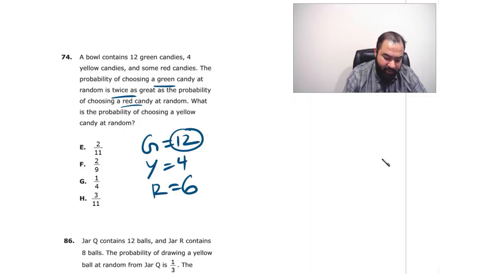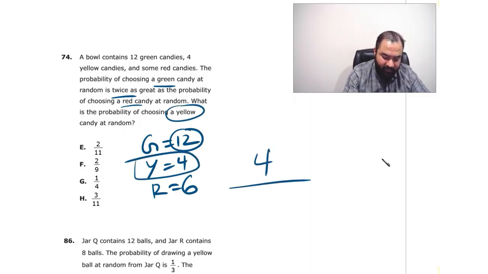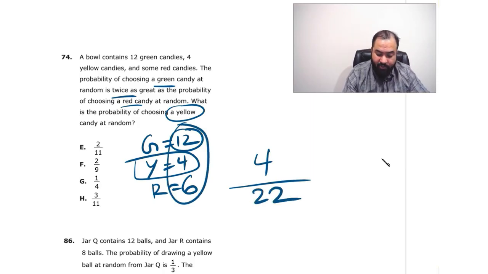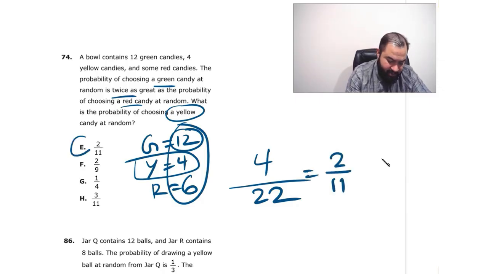Now what is the probability of choosing a yellow? So yellow is 4, so it's 4 out of what? Total, which is 12 plus 4 is 16, plus 6, 22. We can simplify by 2, we get 2 out of 11. So that's 2/11.